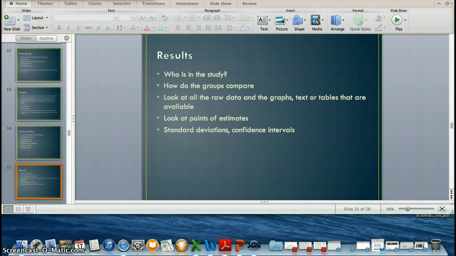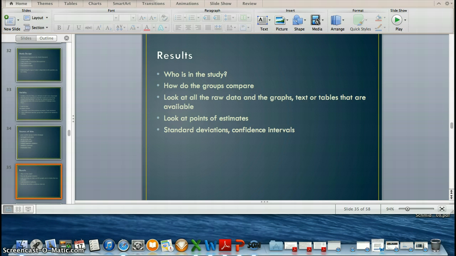What does that all mean? Okay, well, let's start with who is in the study. Who is in the study is an example of descriptive statistics. Generally, this is where you will see inclusion and exclusion play a role. The very first part of a results section will generally tell you who was in the study, and examples of these descriptive statistics include means, medians, and standard deviations.